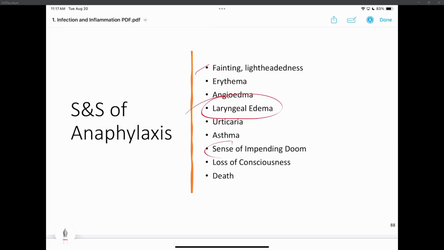Sense of impending doom is a big one. They may feel like, I'm dying, this is the end, when that allergy response starts kicking in. It can also lead to loss of consciousness and death.